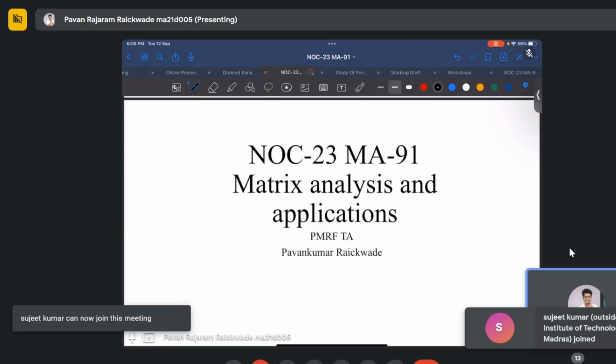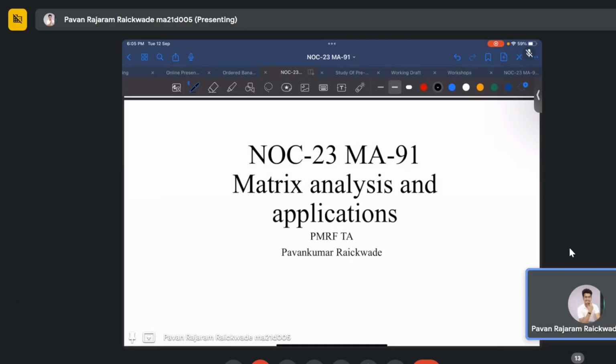Hello everyone. So this is a problem solving session for the course Matrix Analysis and Application. In this session I'm going to explain some theory regarding Moore-Penrose inverse. We are not going to solve any sample problems this week. I will try to explain some concepts regarding Moore-Penrose inverse that might be helpful for you. Okay, so let's get started.